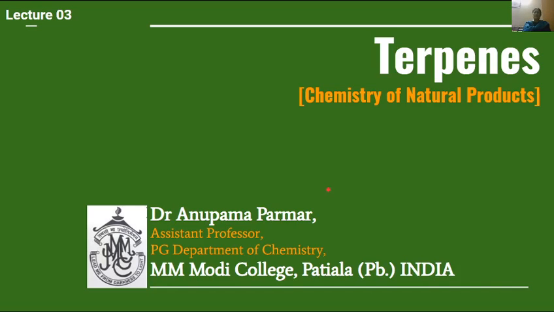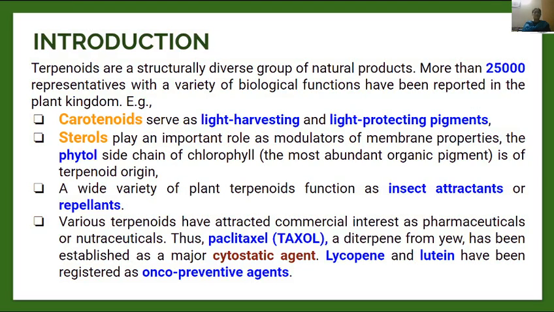Good morning students. Today we will discuss a very important topic of natural products, that is terpenes. They are also called terpenoids. Terpenoids are a structurally diverse group of natural products with a variety of biological functions which have been reported in the plant kingdom. There could be more than 25,000 terpenoids.